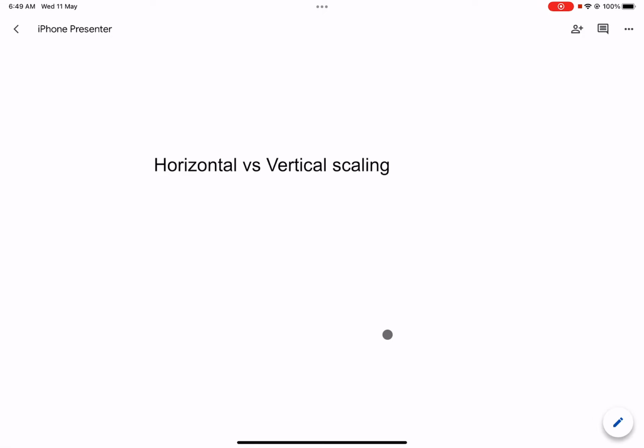Today we'll talk about horizontal versus vertical scaling. Which one should you use and when? Before we begin, let's define the terms.